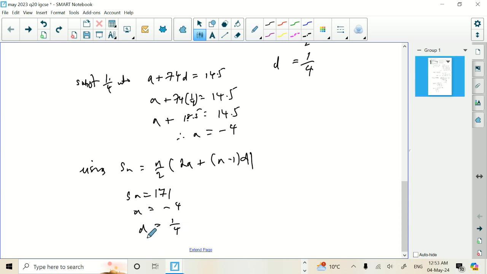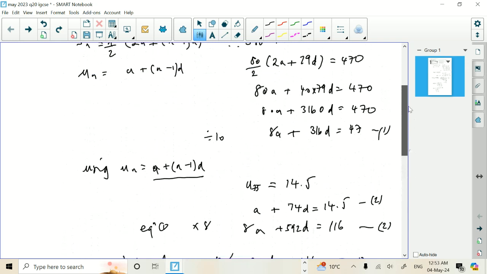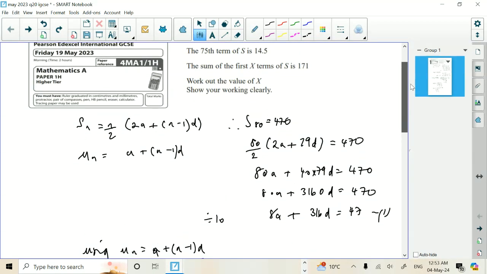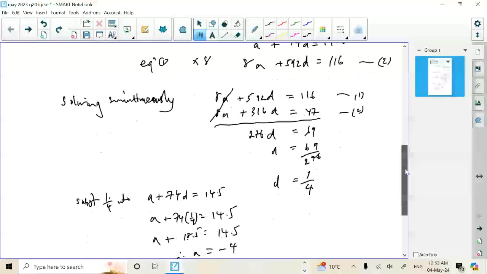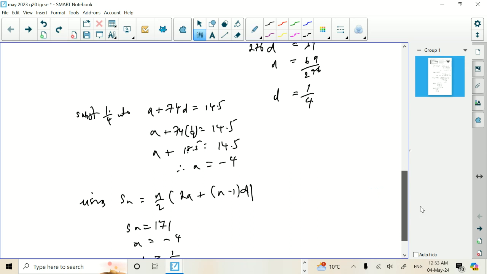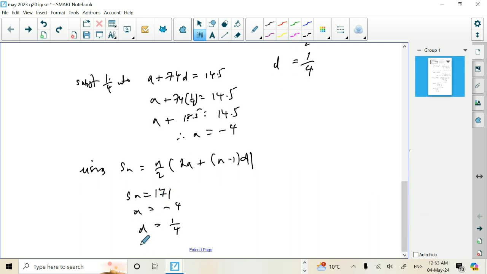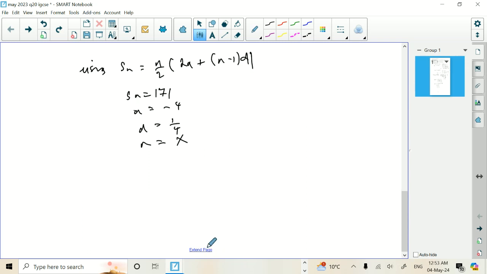And going back to the question, it does say the sum of the first x terms of s is 171. Work out the value of x. So n then will be equal to x. I'm just going to extend the page again. And so what do we get? We're just going to substitute the values in. So we have x over 2, or n over 2. Let's write it x over 2.